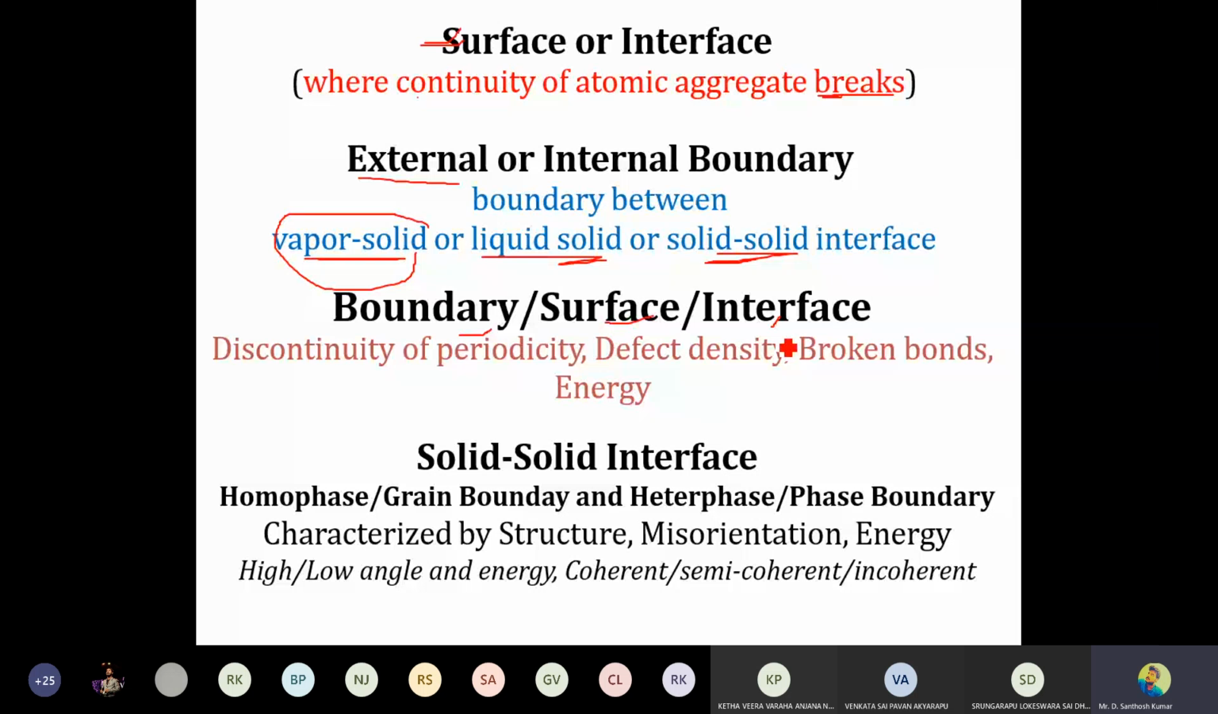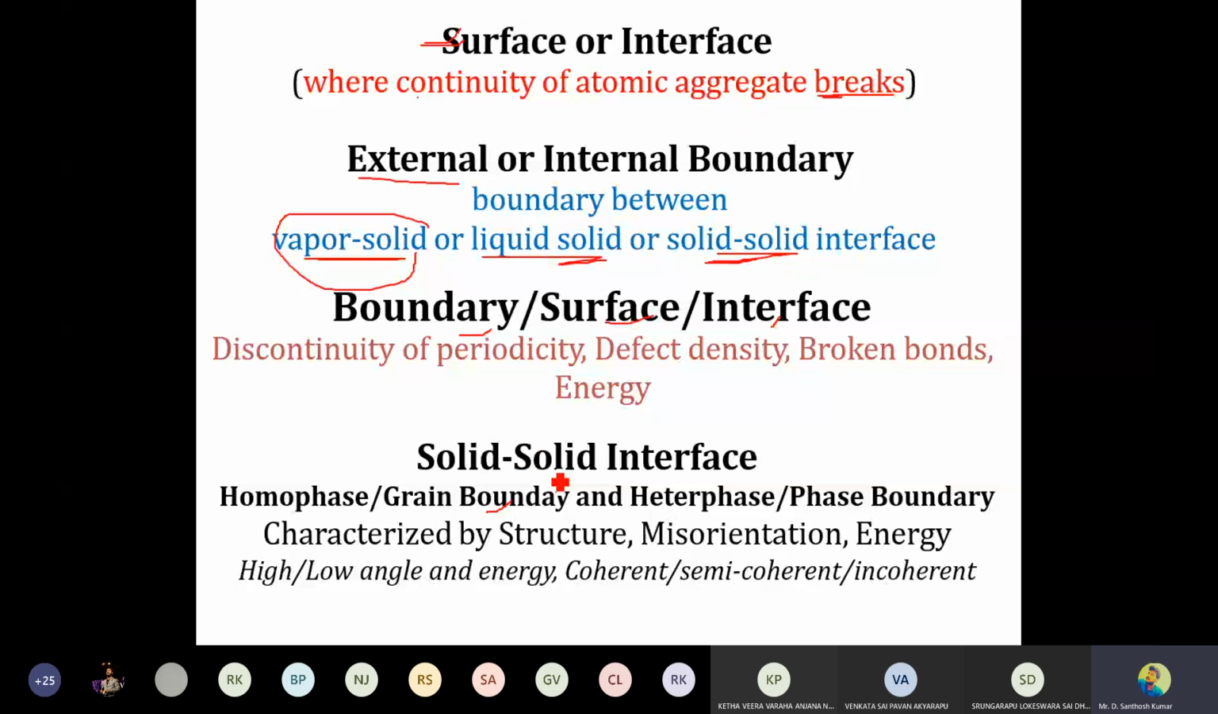So this is all about the surface, what the surface and interfaces are, what the external surface is and what the internal boundaries are, and also what this boundary, surface, interface is. And we will talk about a very important one, that is the solid interface. We will also define that all the properties of solids can have two types, either the so-called homophase or grain boundary. That is called the solid-solid interface.